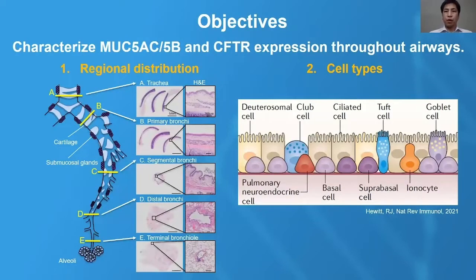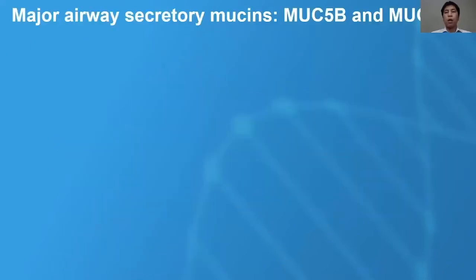Based on this background, we tried to characterize and measure airway secretory mucin, MUC5B, MUC5AC, and CFTR expression throughout the human airway, particularly focusing on their regional distribution and expressing cell types. Firstly, we tried to understand differential distribution of major airway secretory mucins, MUC5AC and MUC5B.